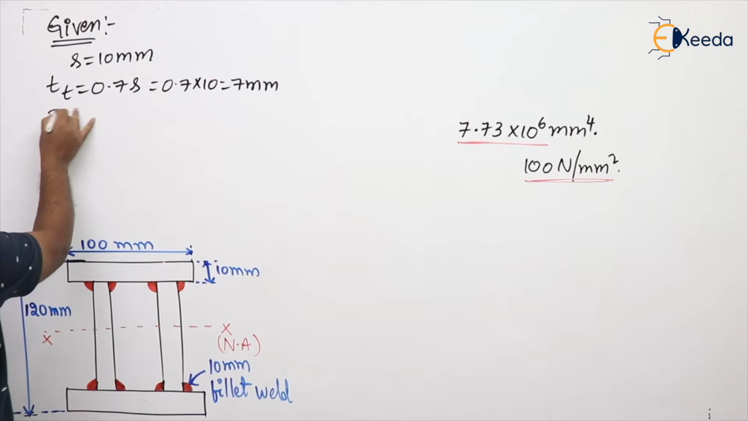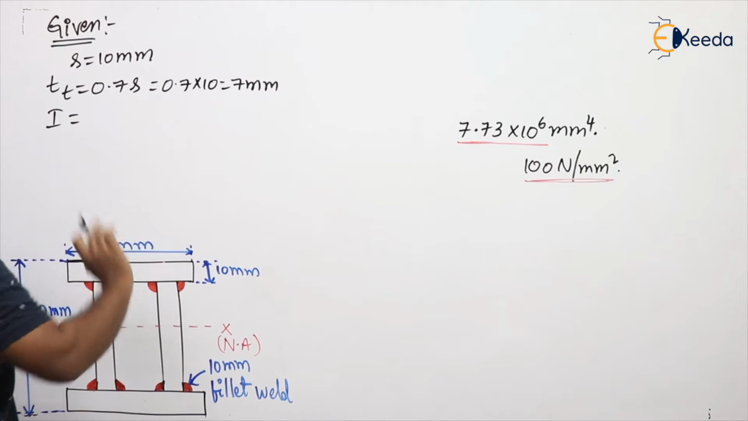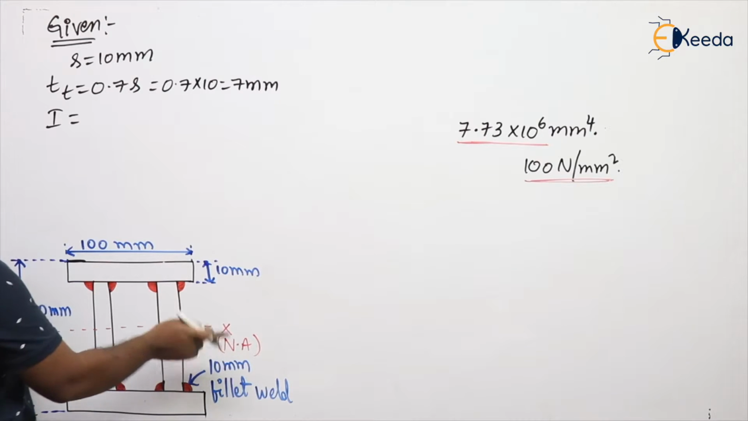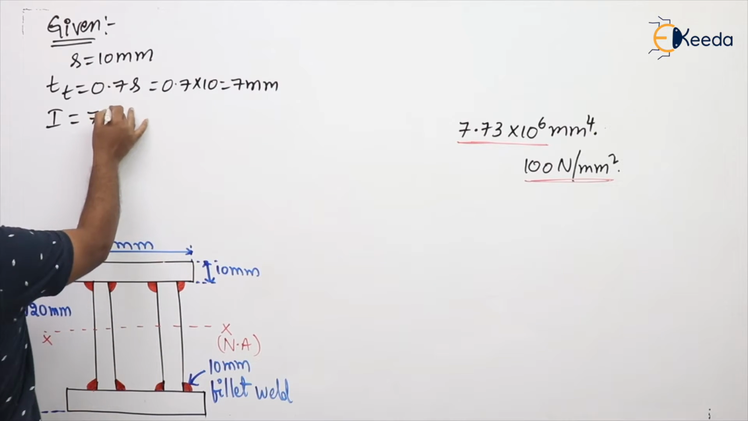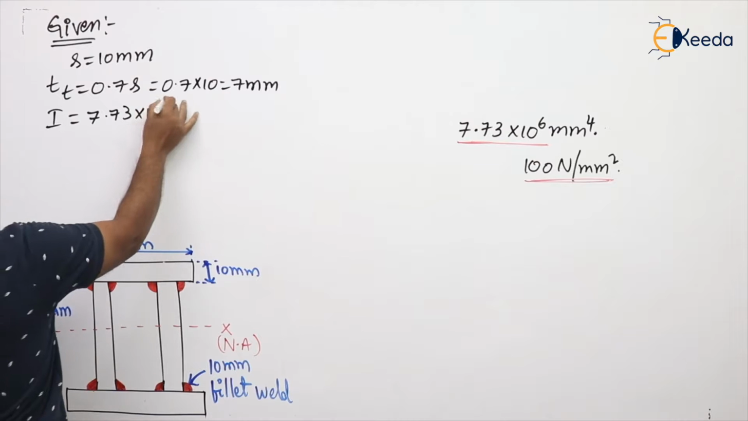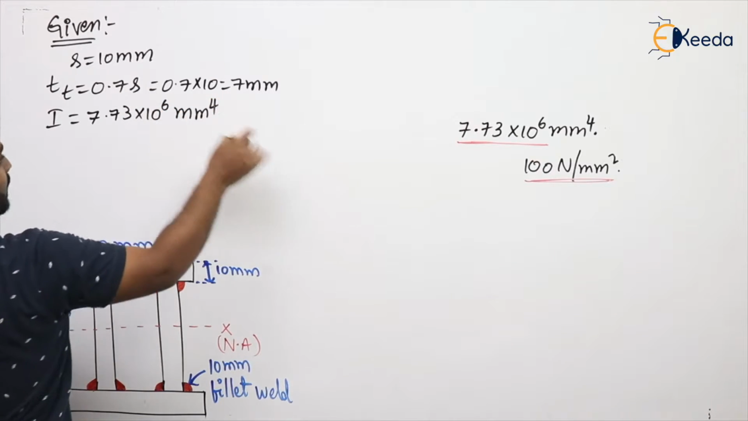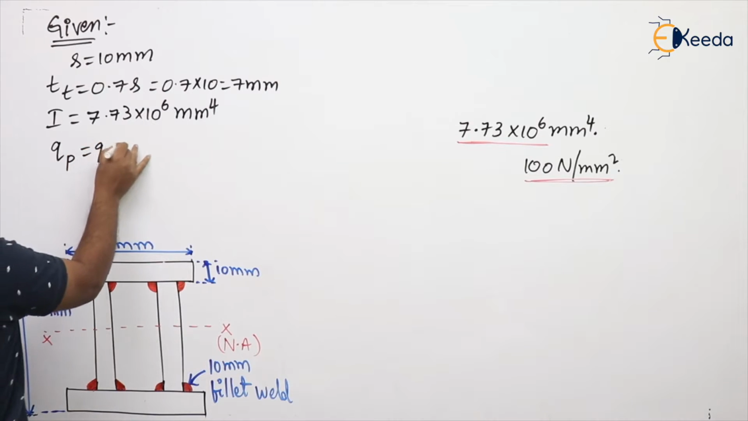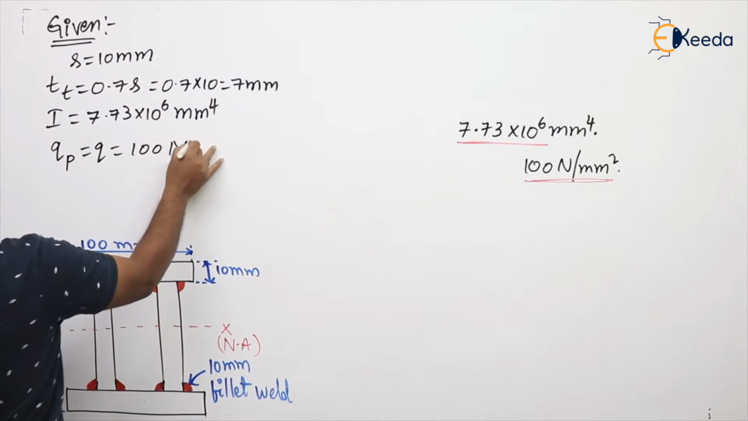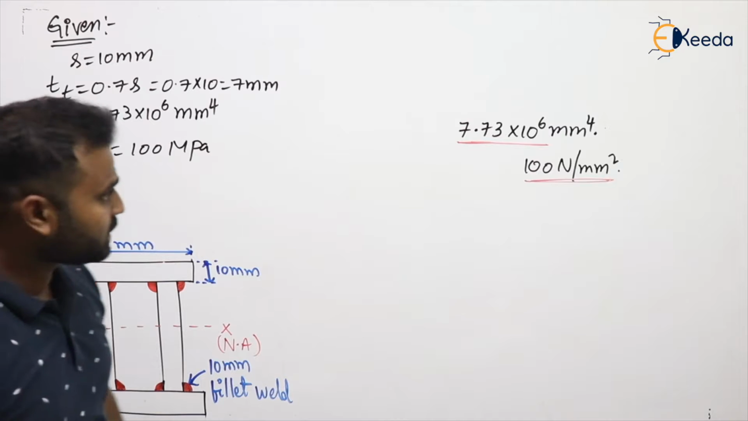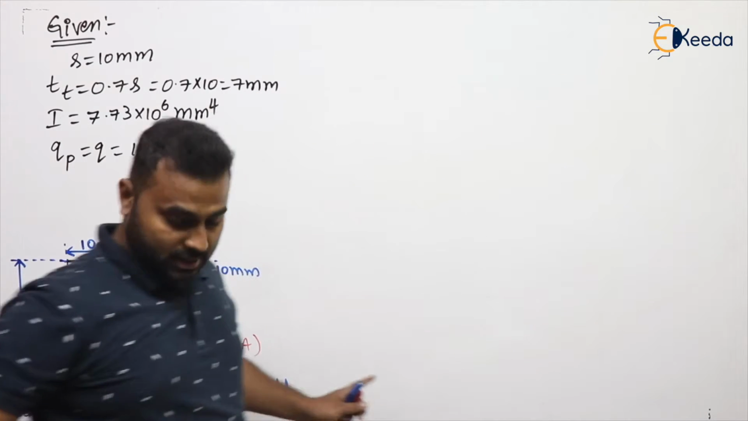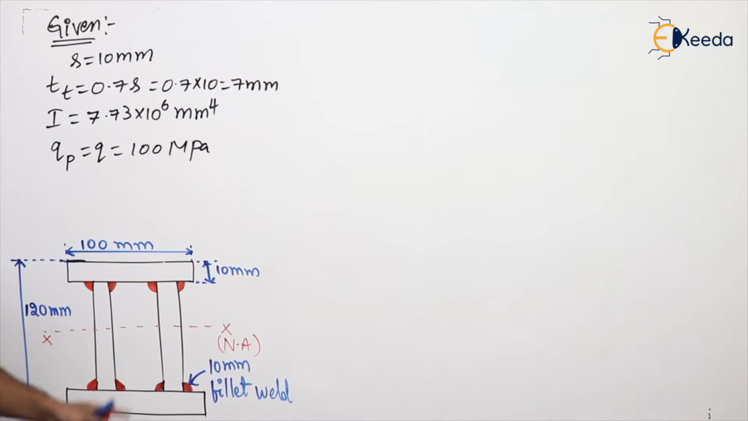Now other information related to the cross section, that is moment of inertia about this XX axis, which is a neutral axis or principal axis, is 7.73 into 10 to the power 6 mm to the power 4. And permissible shear stress, let us consider it as Q. How much? 100 MPa. These are the given informations. Now he is asking us to find the maximum shear force that the given section can carry.